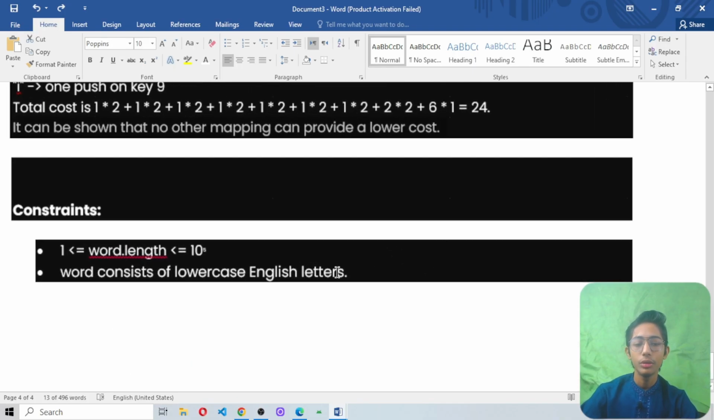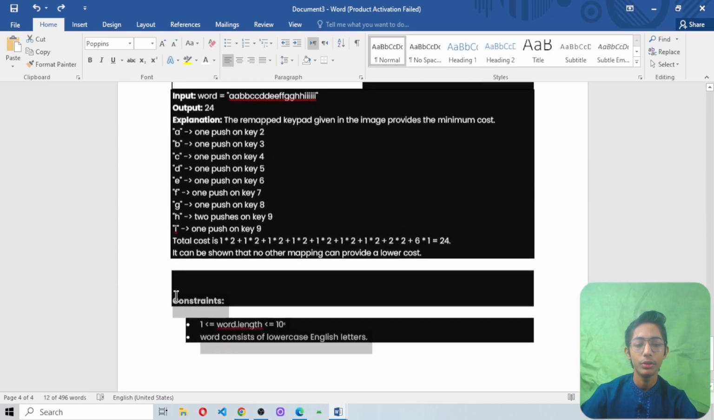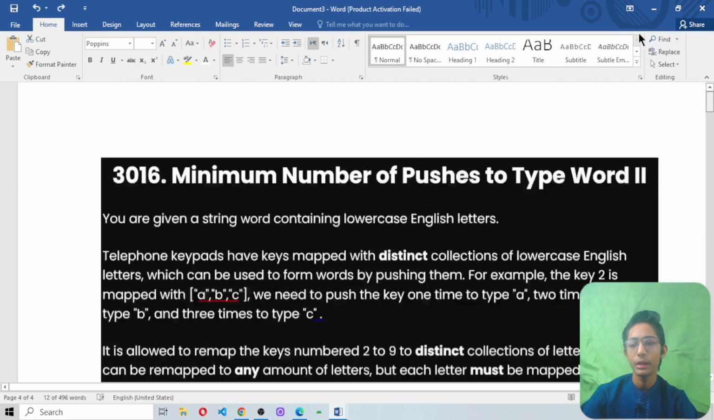Okay. So the two constraints are also included. If you want to see them, you can see them. I am not viewing them. Okay. So let's come to the LeetCode website.